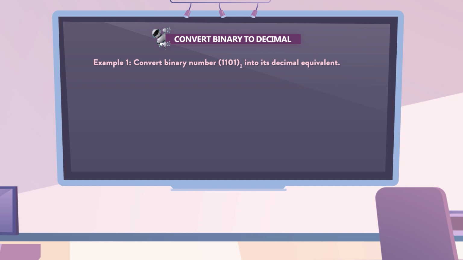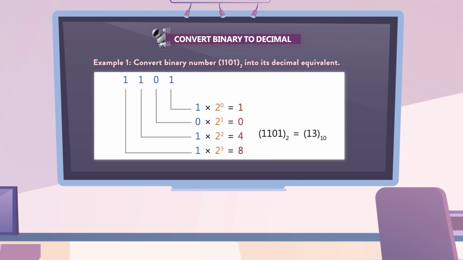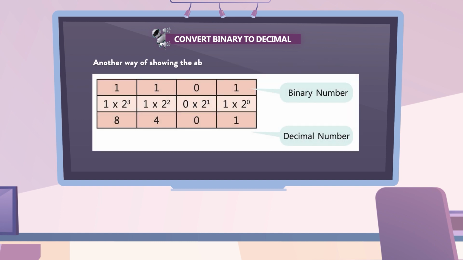1101 in base 2 into its decimal equivalent. So let's follow all the steps and see what we get. Another way of showing the above conversion is this, and this is what we get.